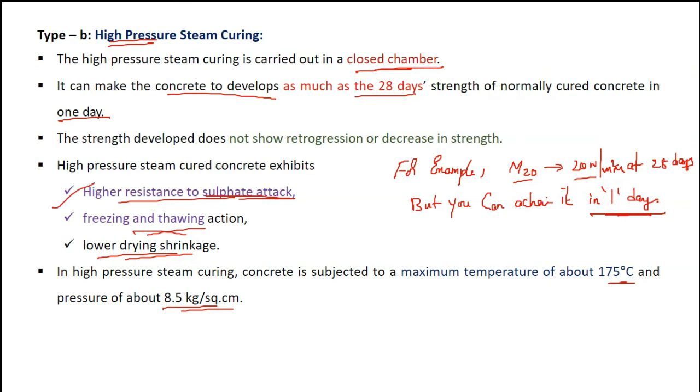It is going to become more resistant to sulfate attack. It is not going to become weak because of sulfates, and moreover it is going to resist freezing and thawing action, and the shrinkage in the concrete is going to be less. And usually the temperature at which the steam is present is 175 degrees, and the pressure at which the steam is supplied is 8.5 kg per centimeter square.